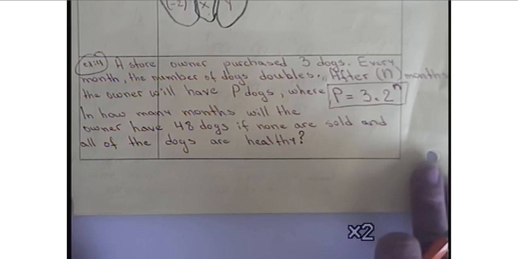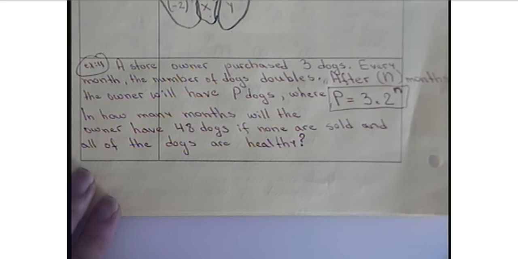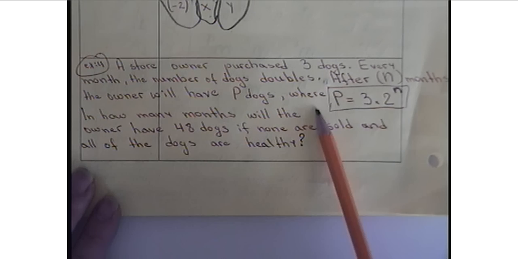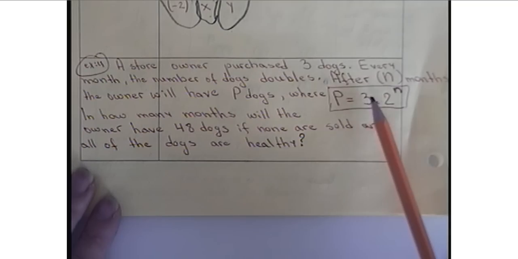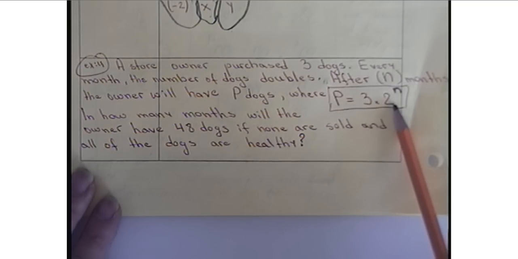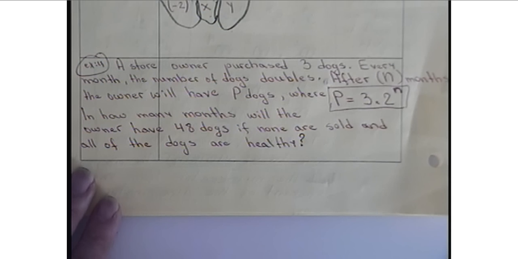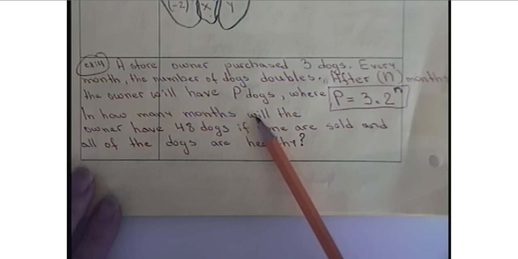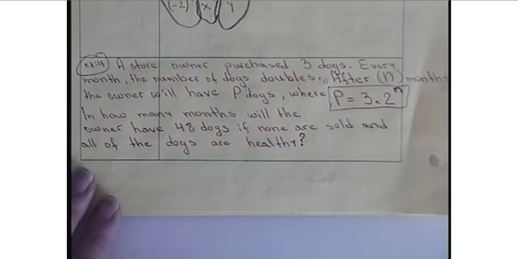A store owner purchased 3 dogs. So that's a pet store owner. Every month, the number of dogs doubles. After n months, the owner will have p dogs, where this is the equation given for us. P dogs will be equal to 3 times 2 to the power of n. Now the question is, in how many months will the owner have 48 dogs if none are sold and all of the dogs are in good health?